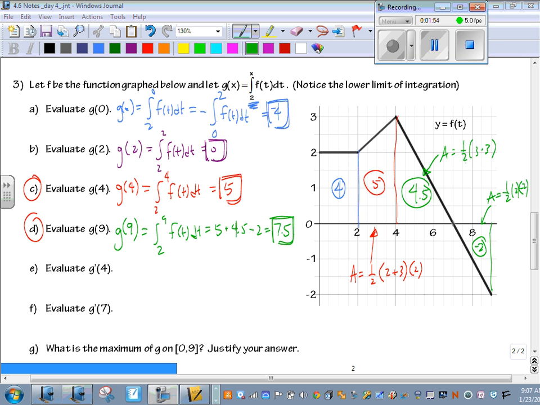All right, let's take a look. For part C, you should get 5. Right, the area of that trapezoid, we're just going from 2 to 4. Area of that is 5. That's it. G of 9, we're finding the area under the curve from 2 to 9. So we've got this part that's 5. Found the area of this triangle, that's 4.5. And then the area of this triangle is negative 2. So to find the area from 2 to 9, we have to add up all 3 of those. So we should get 7.5.